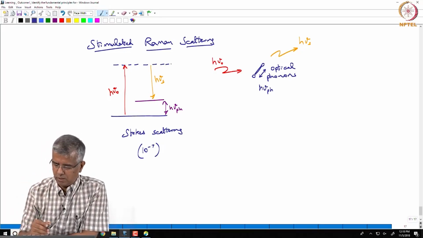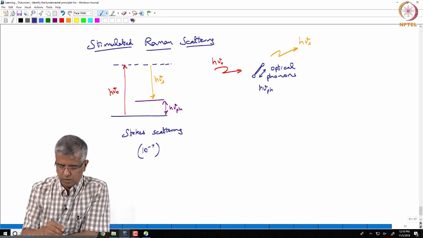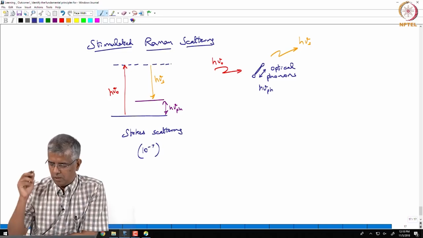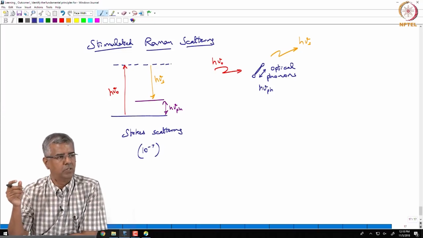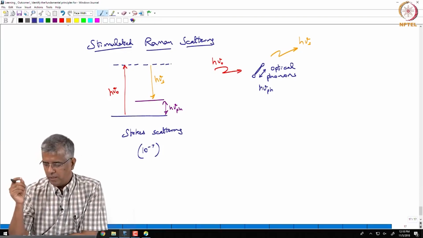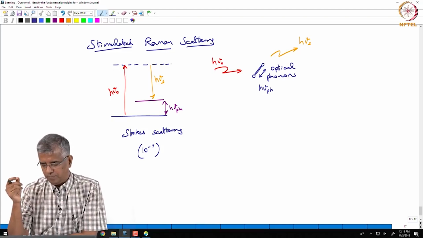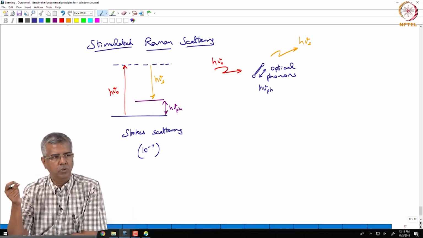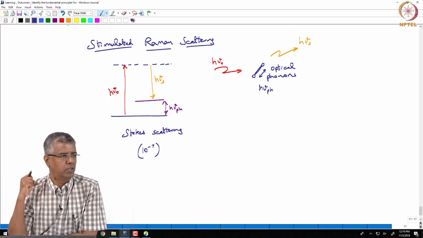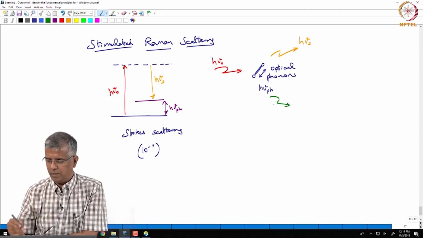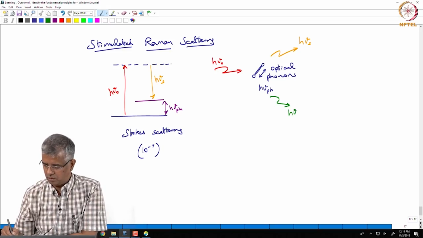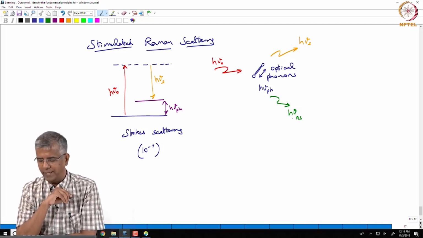The other process is, if the molecule is already in a vibrational state, that means it possesses this energy h nu phonon, then an incoming photon has an opportunity to suck that energy out of the system, and you can scatter off with an even higher energy photon. That process is called anti-Stokes scattering.